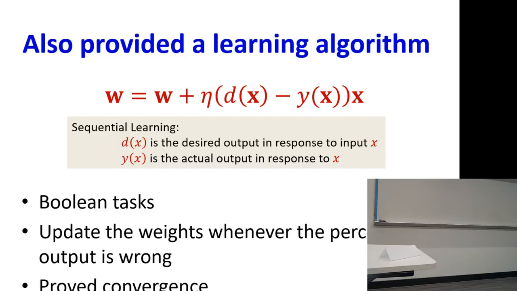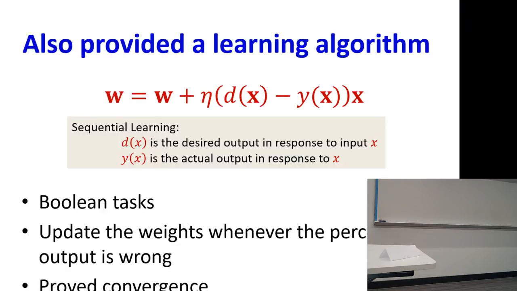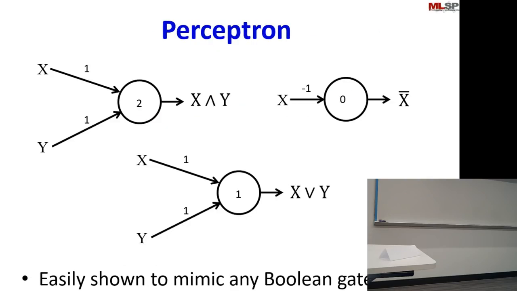And he proved that using this learning algorithm, his little unit could learn, there was a convergent rule that allowed this little perceptron to learn all kinds of things. The problem, of course, is that it's not a machine that's ever going to walk, talk, and learn to reproduce itself. And here are the things it can do.